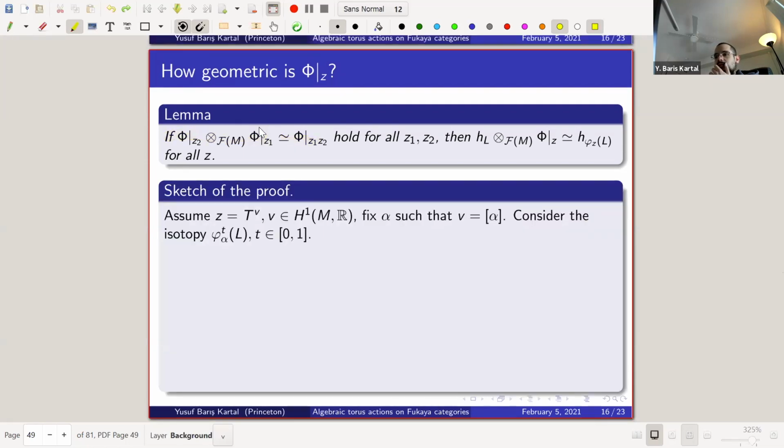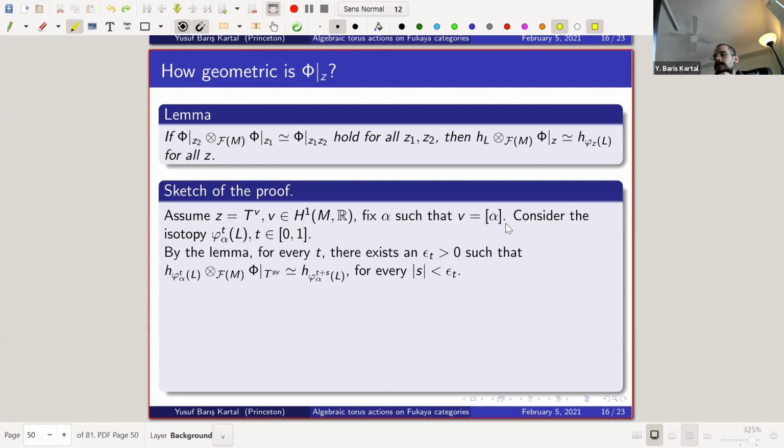The sketch of the proof is, for simplicity, assume Z is just T to the V. As I said, I'm taking these things from cohomology, but if you feel more comfortable, just think of the case where M is rank 1. So H1 of M is rank 1, so this is generated by a single element. So this is a genuine element of the Novikov ring, etc., instead of some element of H1 of M, G_m. And you fix an alpha such that V equals the class of alpha. Now consider the isotopy, the symplectic isotopy.